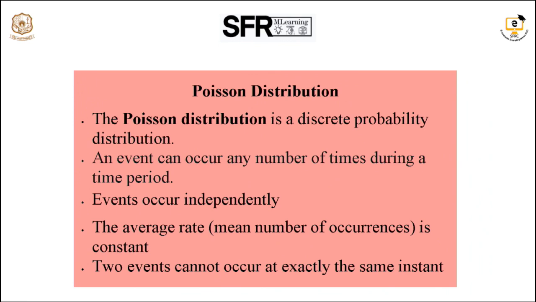An event can occur any number of times during a time period. For example, telephone calls received during a particular hour. Next, events occur independently. That is, if an event occurs, it does not affect the probability of another event occurring in the same time period. The third one is the average rate is constant. That is, the rate does not change based on time. The last one, two events cannot occur at exactly the same instant.